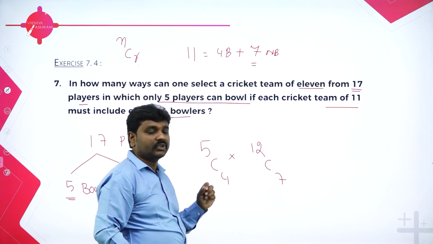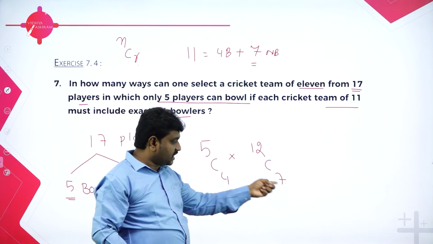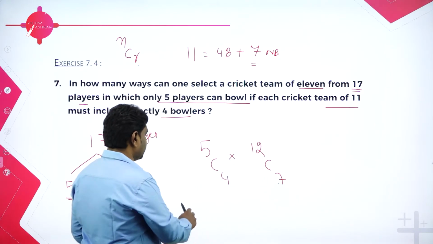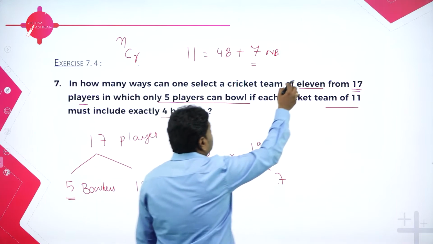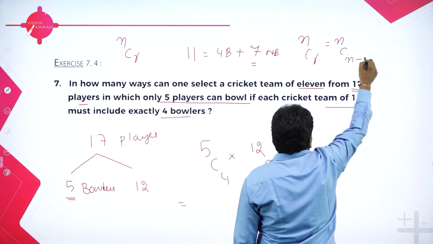11 you are selecting. Set of 4 you are selecting from 5. Set of 7 you are selecting from 12. Now simplify this. What is 5C4? You have a shortcut. nCr in maths is same as nC(n minus r).